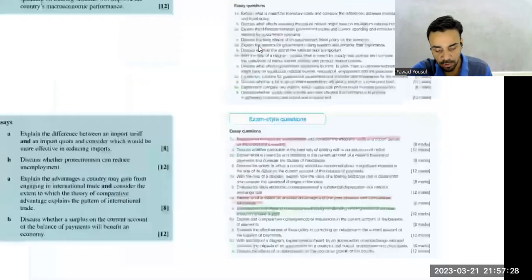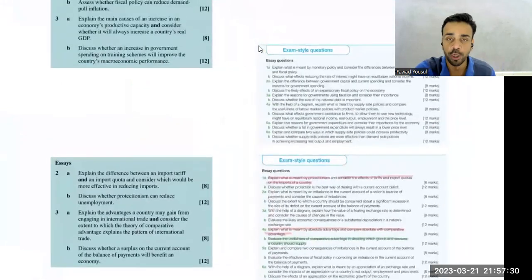Okay? So this is how you're going to answer. The information is the same. What is comparative advantage? Why does comparative advantage arise? And what are the limitations of comparative advantage? It's just your sentence structure which has to change slightly. The information is the same.